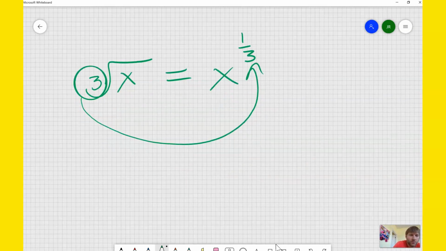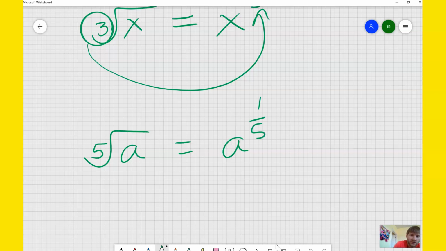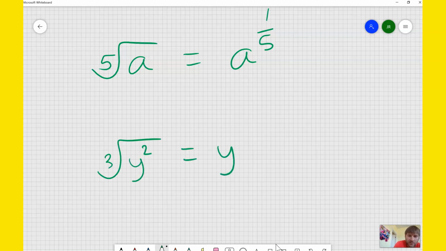So let's do that some more. Let's say we have the 5th root of a. How do we rewrite that? A to the 1/5. Let's say we have the cube root of y squared. Well, you keep the squared on the y, but you put the 3 under it. You put the 3 as the denominator. So if you have an exponent on whatever this thing is, that exponent is going to be the numerator, and the index of the radical is going to be the denominator.